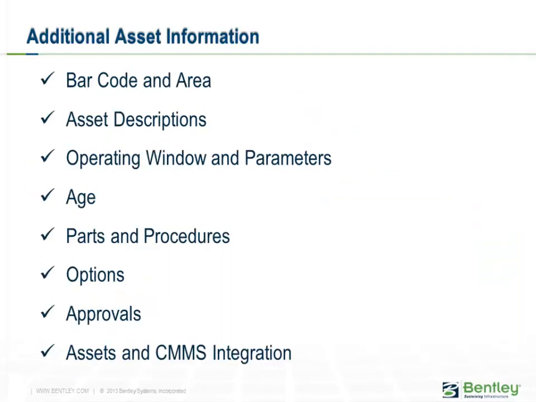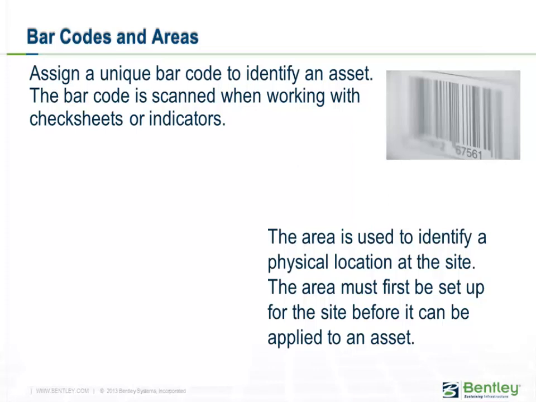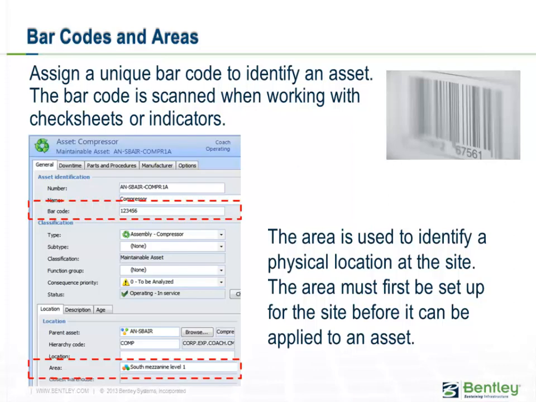Now we will look at additional asset information. You can assign a barcode and an area to an asset. The barcode that is entered on the asset object is converted to a valid barcode symbol when it is scanned for use when collecting indicator readings for the asset. Areas are defined for the site and are used to identify the physical location of the asset. Typical use is to identify a section of a plant, a specific level, etc.